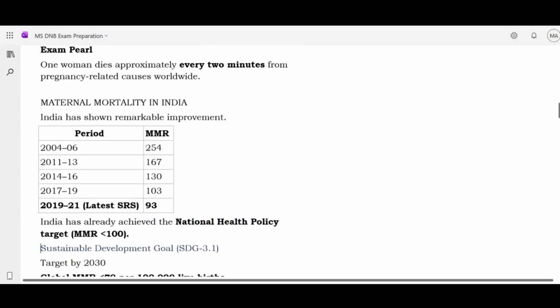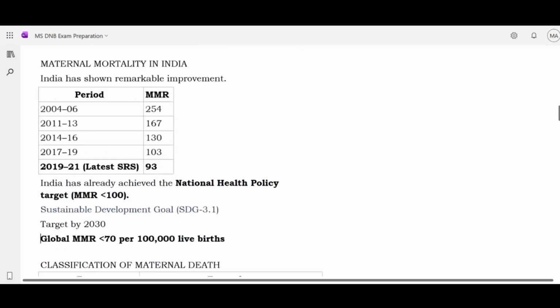If you see the statistics from India, the latest SRS data from 2019 to 21 gave a maternal death rate of 93. It has further gone down. That was from the SRS 21 data. Before that it was 103 between 2017 to 19, and before that it was 130. So India has already achieved the national health policy target of less than 100. So we have already achieved two digits.